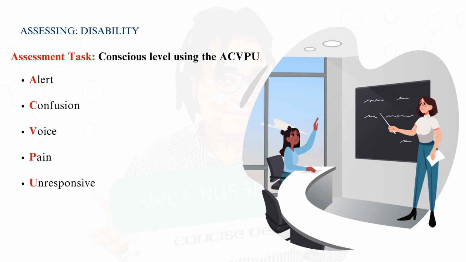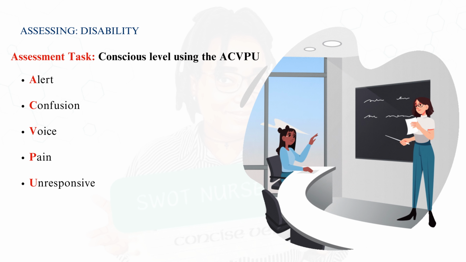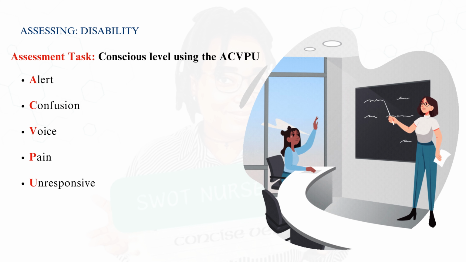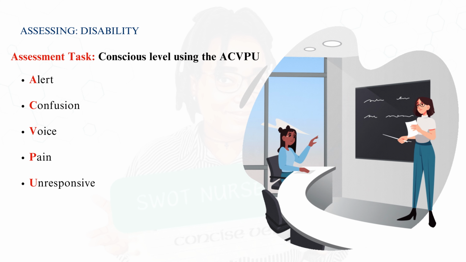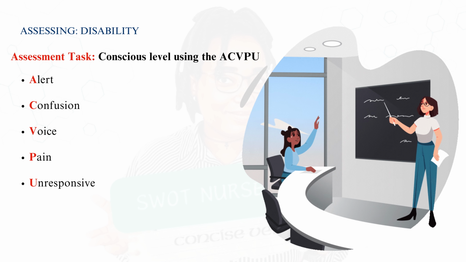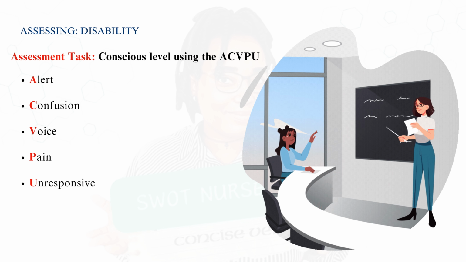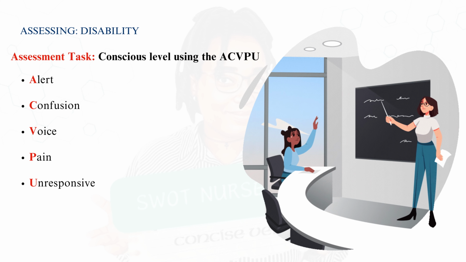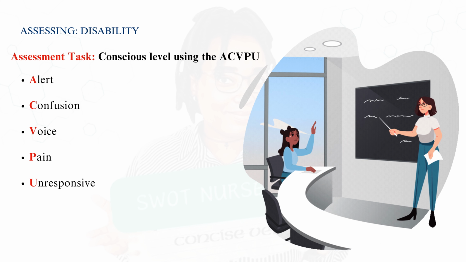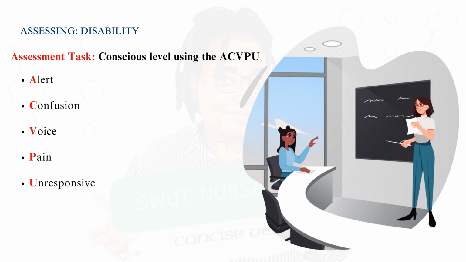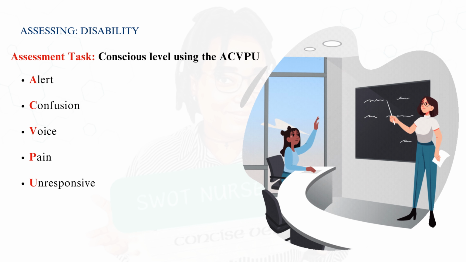Voice. Is the patient responding when you talk to them using words? If not, are they grunting? Pain. Is the patient responding to a painful stimulus, such as supraorbital pressure? Sternal rub? Is this person unresponsive? Not responding in any way during the assessment. You are then expected to conclude your findings.